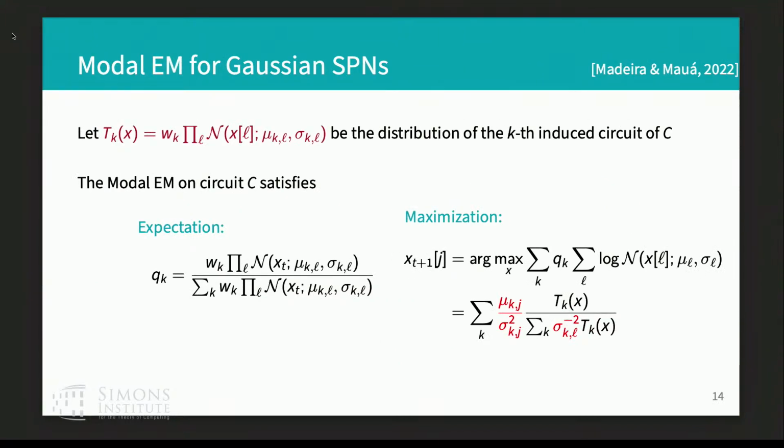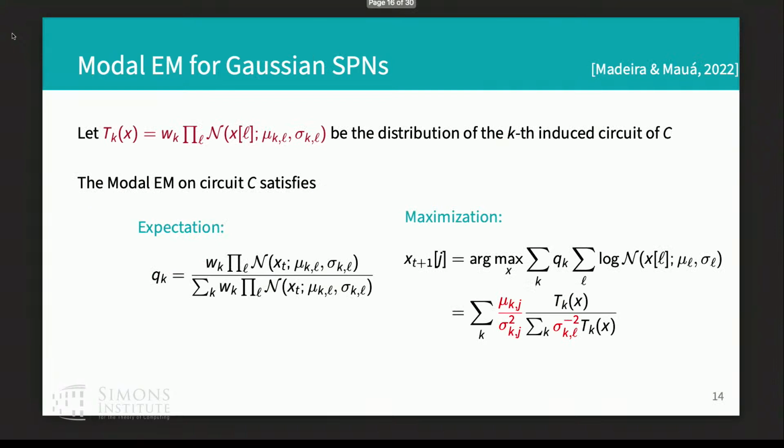Right. So if you plug that result into the equations of the model EM, the only thing I did was replace the normal by this product of normals, which comes from one circuit, and then the same thing goes here. So we get exactly the same equations, right? Instead of having the density here, I have the density of some of the induced circuits, and I have this factor here, which is similar to what we had before, which is what you get from the Gaussians at the leaves.